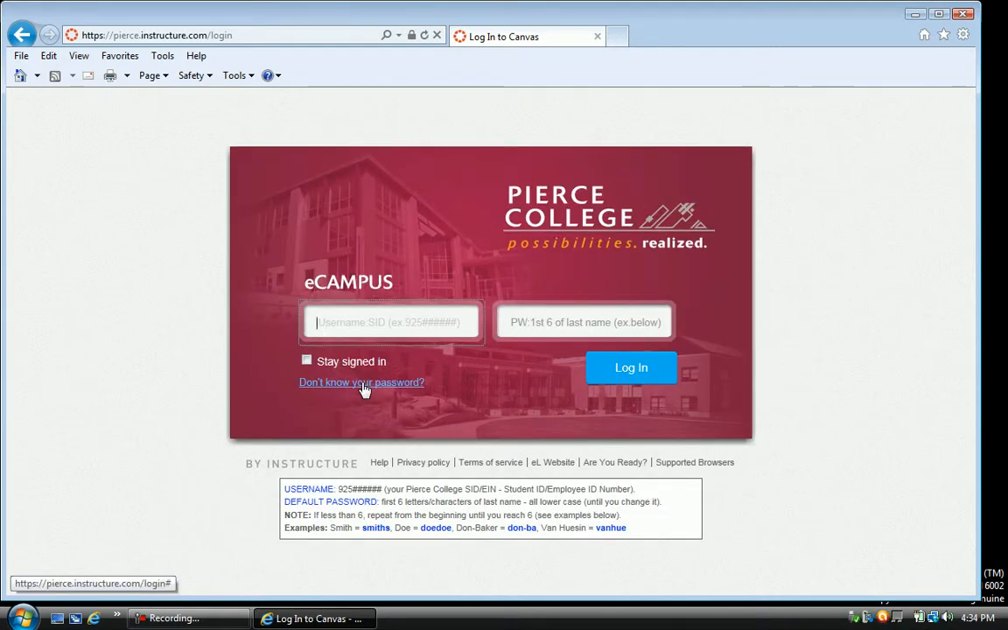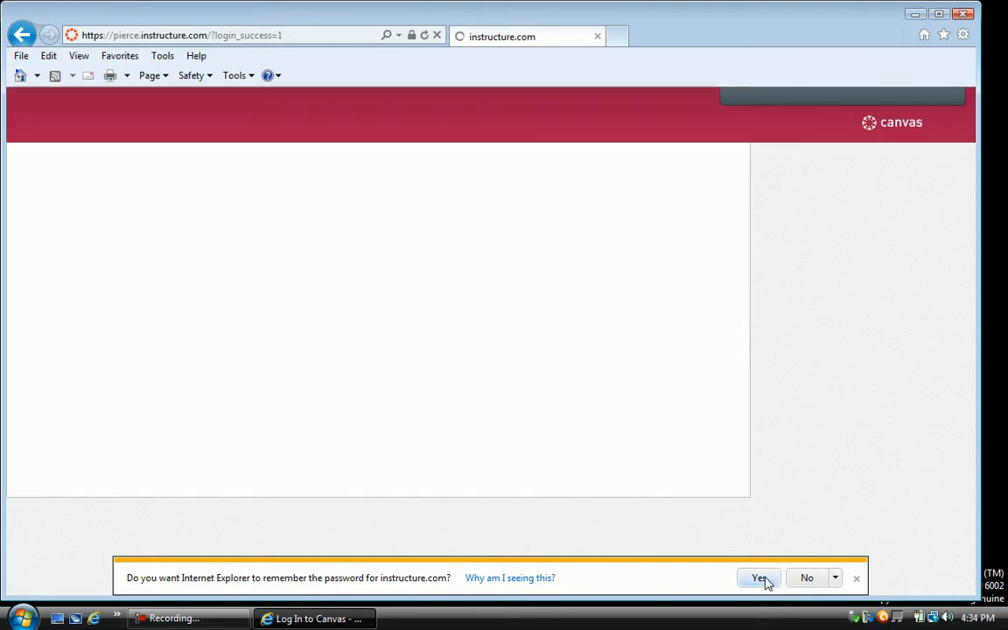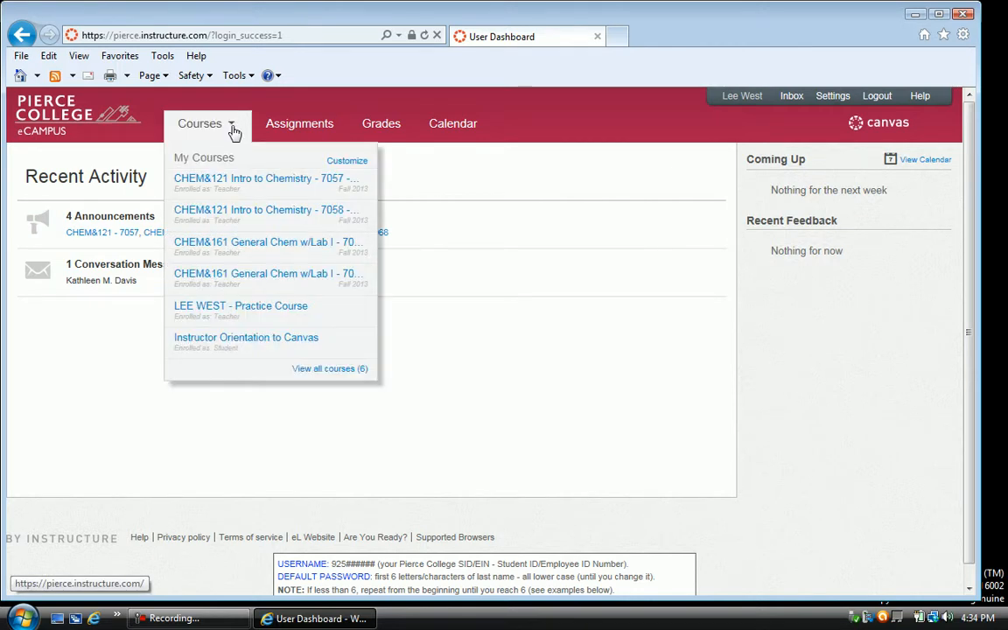So you put your student number in, and it will bring you to a page that will, under courses, hopefully have our chemistry course. So mine's a little bit different because I've been using it for a little while, but if you go under courses, you should find that you have Chem 121 added there.